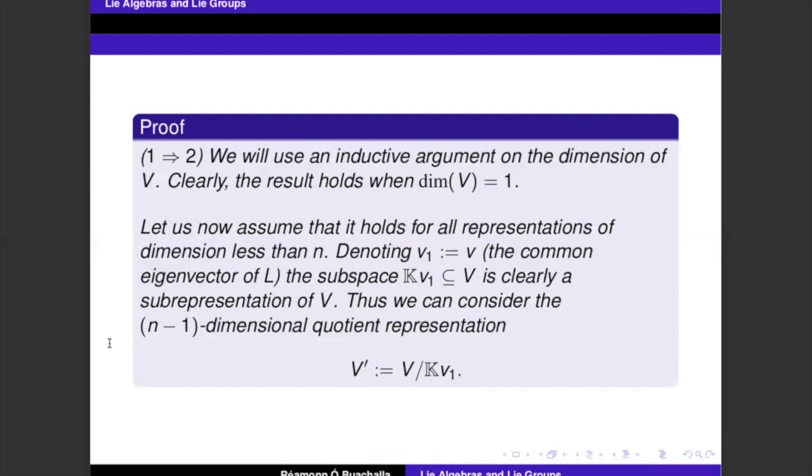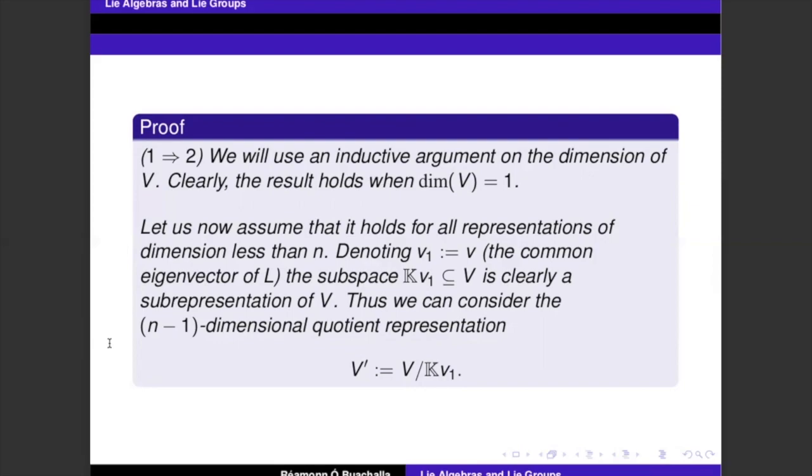That 1 implies 2. So we now have 1 in our hand, so we'll use it to prove the second part. This is, remember, how the proof of Engel's theorem worked as well. We have the first part and we use that to imply the second and the third part. Same thing here. So we're now going to use an inductive argument, as usual, no surprises there. Clearly, the result is going to hold when the dimension of V is equal to 1. So it's going to be induction on the dimension of V.